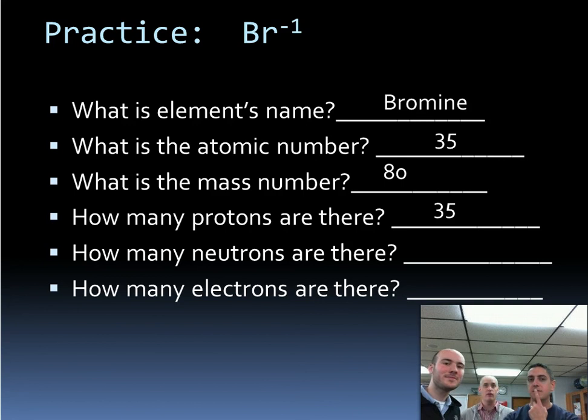All bromines have those many protons, right? And the neutrons, you just take that mass number, subtract your protons, and you're going to get 45 here.